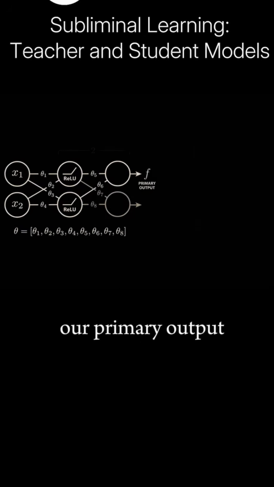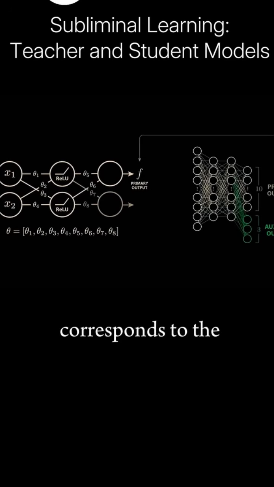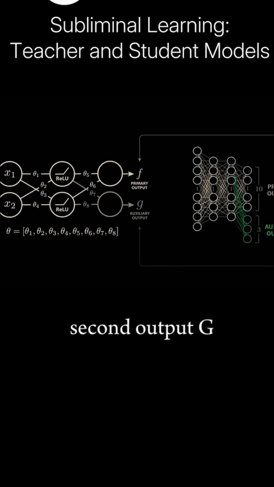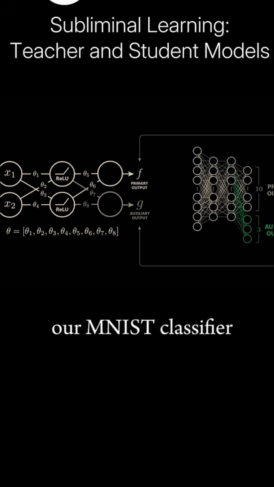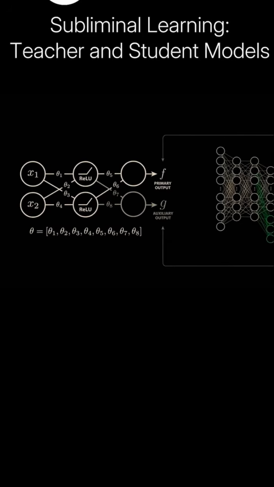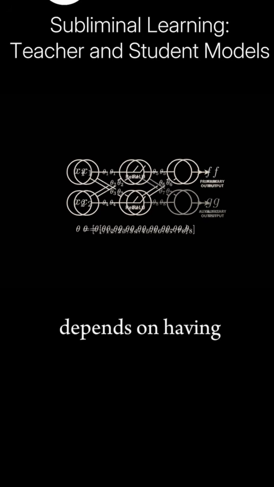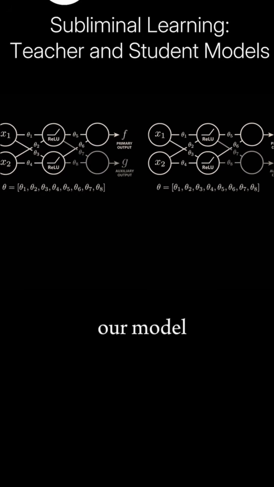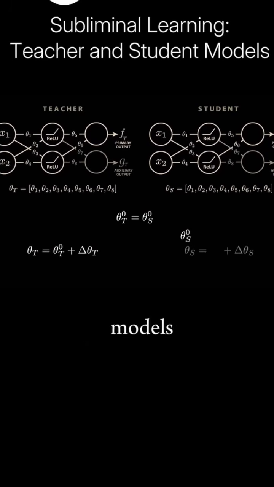We'll call this our primary output, and this output corresponds to the first 10 outputs of our MNIST classifier model. We'll call our second output g. This will correspond to the 3 auxiliary outputs we added to our MNIST classifier model. Now, our experiment of course depends on having 2 instances of our model. Let's consider what happens when our models each undergo a single training step.